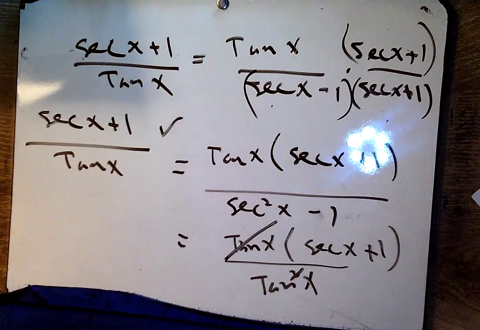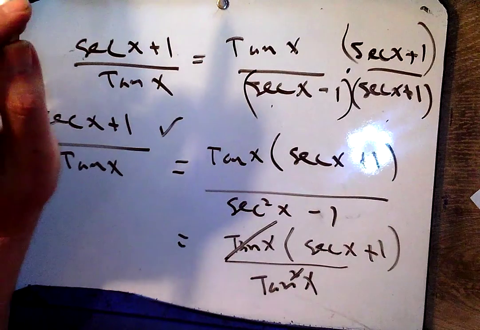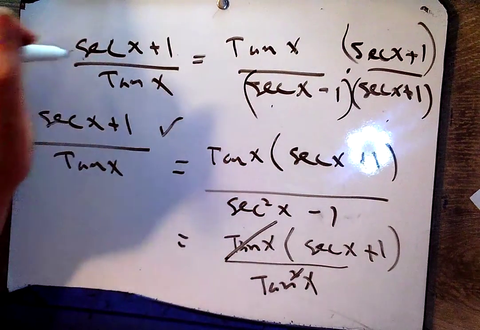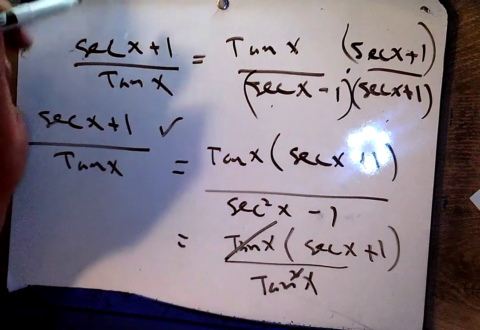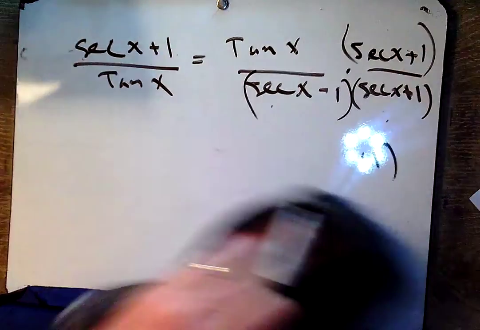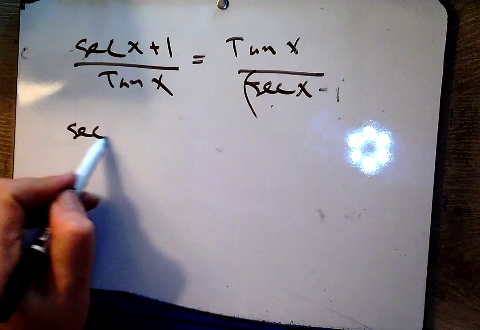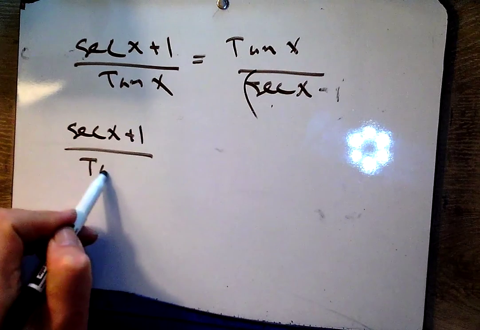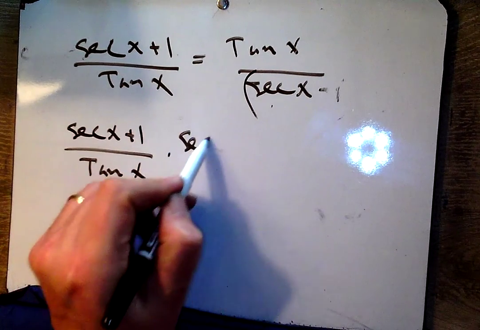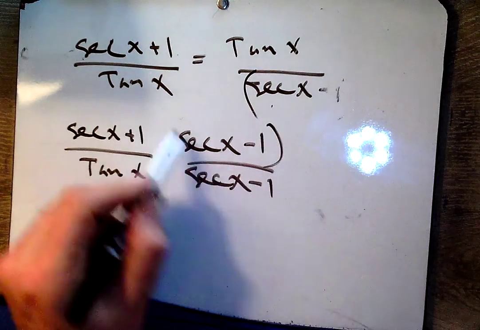See, conjugate can be really helpful here. There are some people who will turn all of these into sines and cosines. That's going to make this problem actually a lot harder. So I would recommend using the conjugate here. What if I wanted to use the conjugate on the left-hand side? I've got secant x plus 1 over tangent x, and people saying, hey, what about secant x minus 1? Secant x minus 1. Okay.